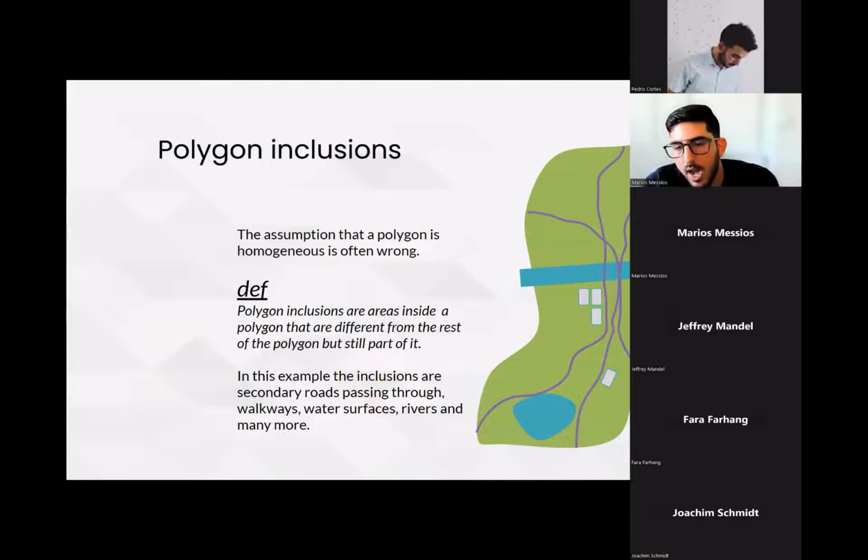Now, polygon inclusions are areas in a polygon that are different from the rest of the polygon, but still part of it. So although the assumption is that this is a homogeneous polygon that represents the true and complete forestation area, it is often wrong. There are secondary roads, walkways, water surfaces, rivers, probably even buildings before the zone changed. There is a solution to create a polygon for each inclusion, but generally it's not a common practice since it takes too much time to register all these changes when designing for large areas. So we have to use this data, and how we use this data and how we refer to it is quite important.